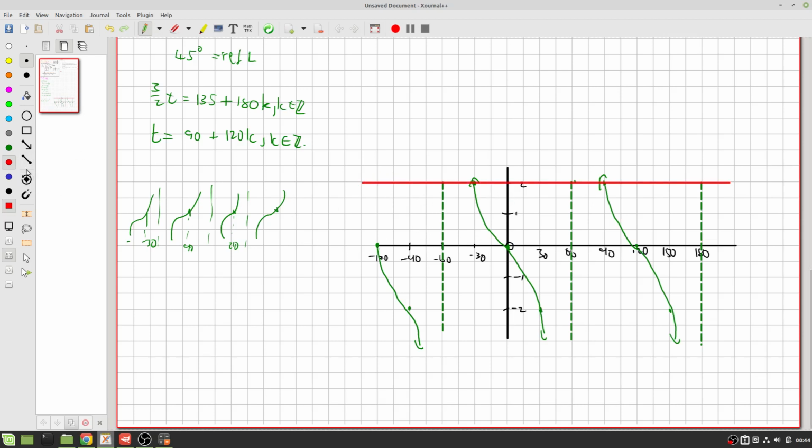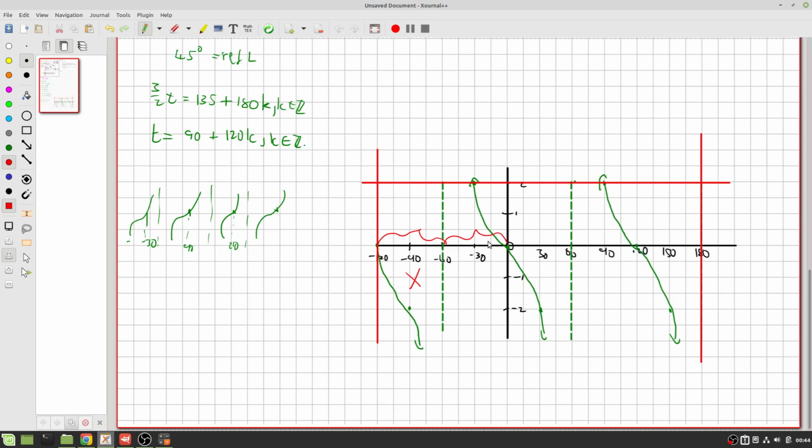We also want to limit it to our domain that we drew in, so only in this area. Now, which things do we want to check? So we can see in this interval here, is the graph below or above 2? It's below 2, right? So for that interval, we're not interested. That doesn't work. Next one we want to check is between negative 60 and 0.